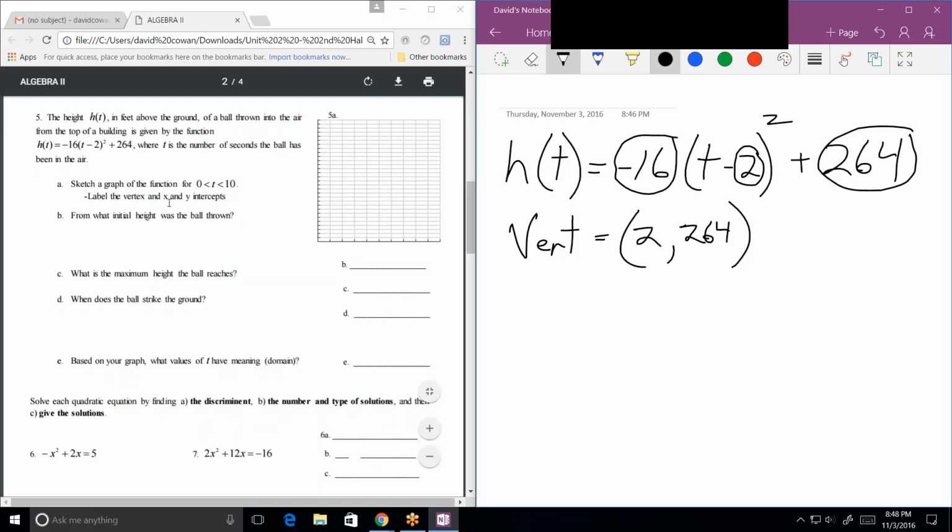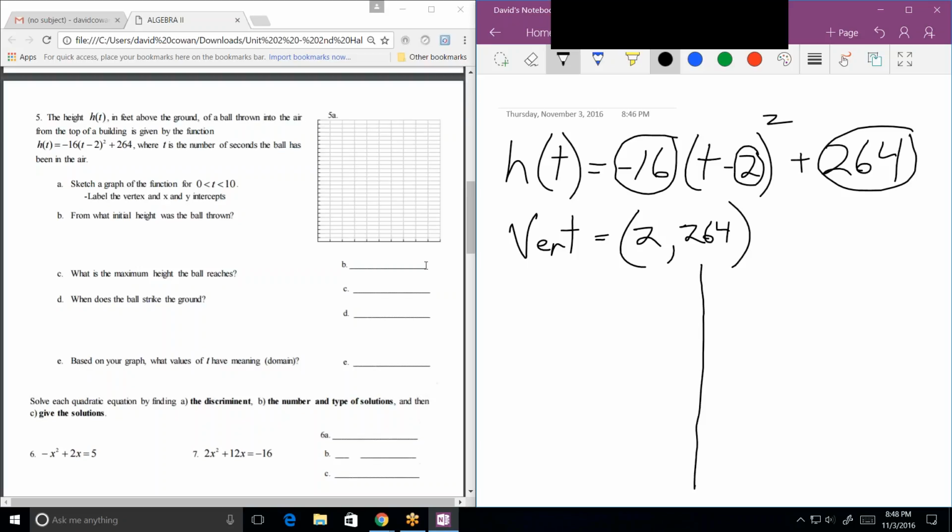Now, label the vertex and X and Y intercepts. Well, let's see if we can do an approximate graph on this thing. We'll call this point right here 2, 264. And we know it opens down. It's got a pretty high stretch factor, 16, so it's going to be pretty skinny. Something like that. What's the y-intercept?